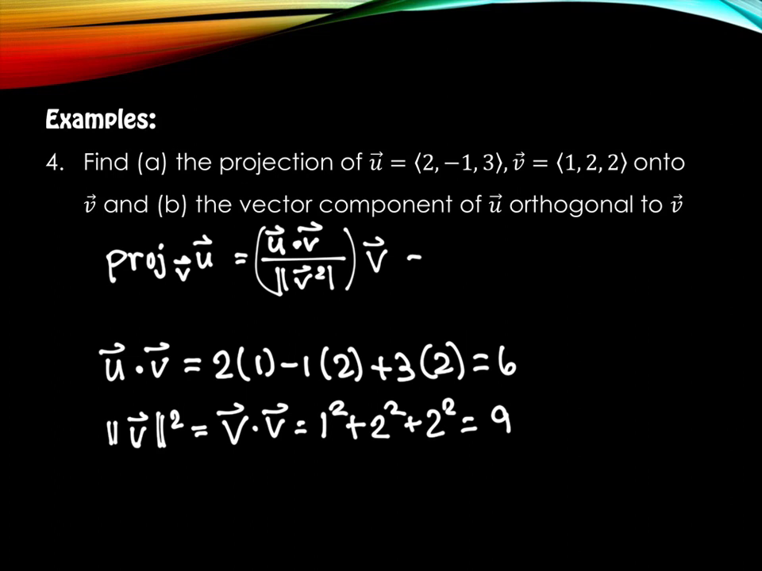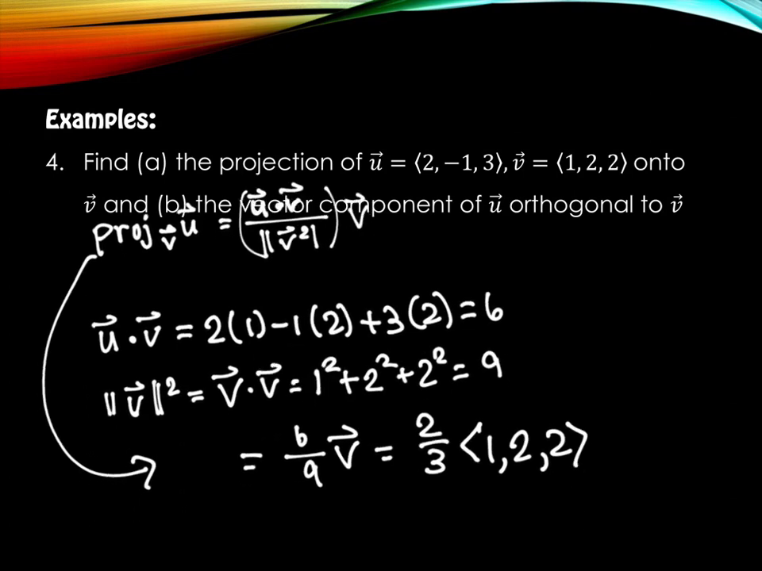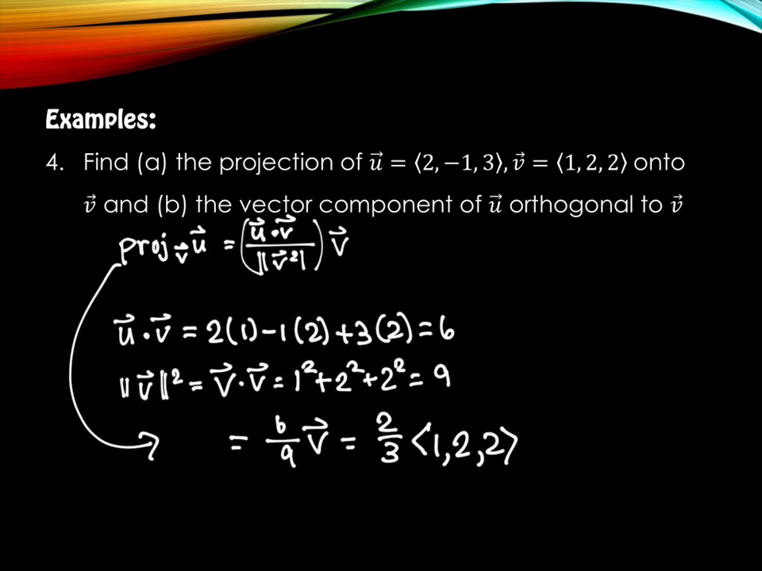So up here, now I'm going to have that this projection vector, actually let me pull it down here, is equal to 6 over 9 times vector v. So 6 over 9, we can simplify that. That's 2/3, right? And then times vector v, and vector v is 1, 2, 2. So I end up getting what? 2/3, 4/3, 4/3? That look okay?